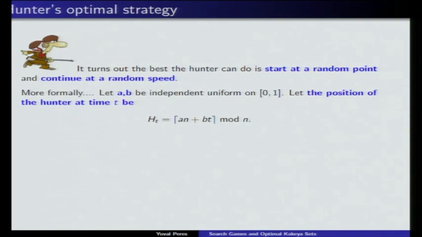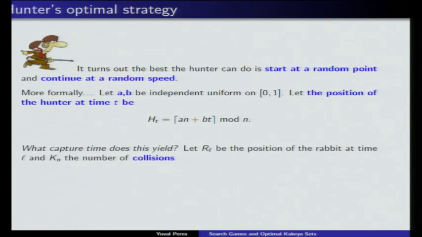Okay, this is the hunter strategy, very similar to what we had before. He doesn't even need to change direction here, and he sweeps, but not at his maximal speed. So it's very tempting to say, I want to catch this rabbit as fast as possible. Let me move as fast as possible. But it takes some willpower to move slower. So what capture time does this yield?